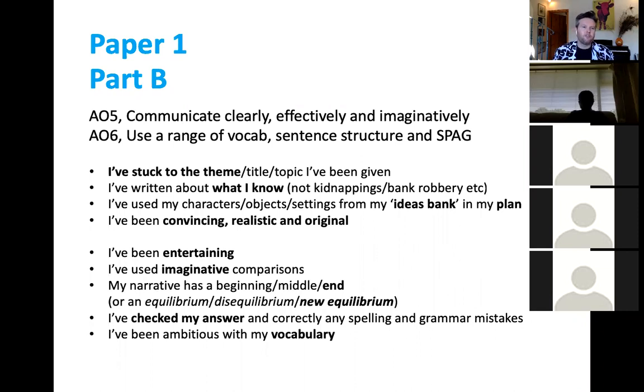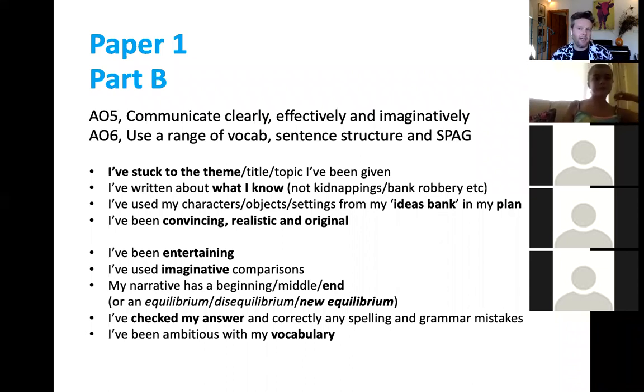So you've got to, AO5, communicate clearly, effectively, and imaginatively, and use a range of vocab and sentence structures. So if you go to your paper now, and you go to question 5, that's where you have to either describe a remote house or write a story about an old woman. Now, the narrative ones, I think, are easier to do, and they tend to be more interesting answers as well. So I tend to advise my students to go for the narrative. It's up to them, obviously, but I find it's much easier to prepare for it.